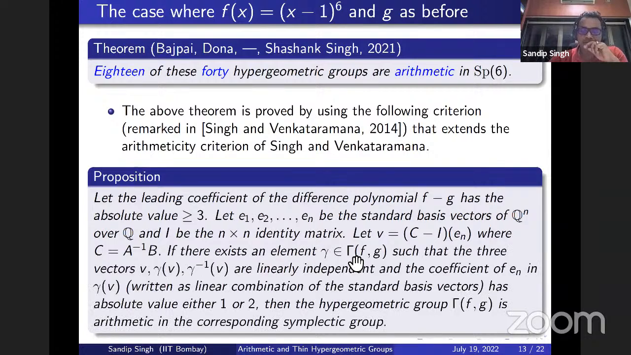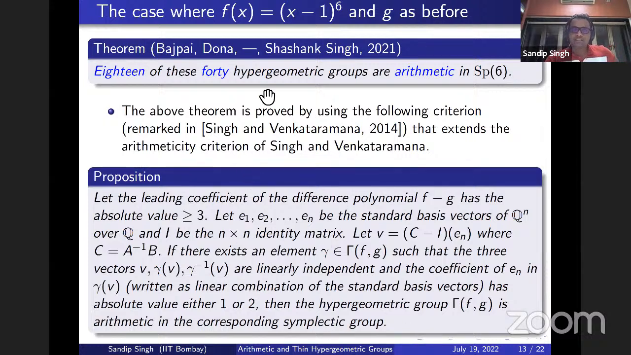So if there exists an element gamma in the hypergeometric group gamma f,g, like if there is a word gamma in A, B, A inverse, B inverse, such that these three vectors v, gamma v, gamma inverse v are linearly independent, and the coefficient of En in gamma v, written as a linear combination of the standard basis vectors, has absolute value either 1 or 2, then the hypergeometric group gamma f,g is arithmetic in the corresponding symplectic group.